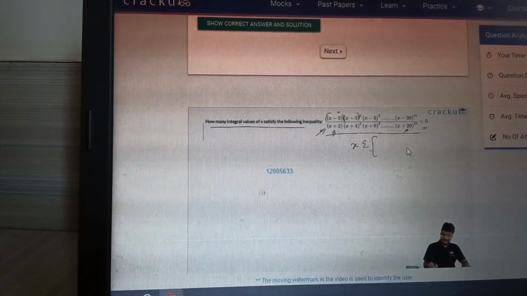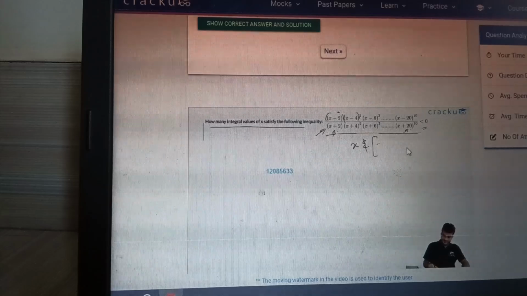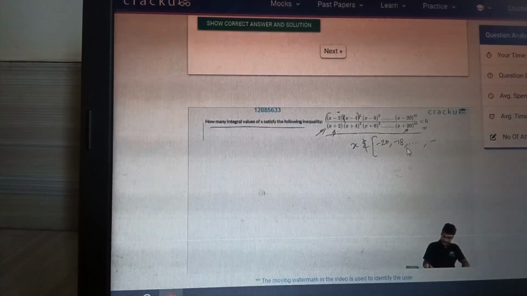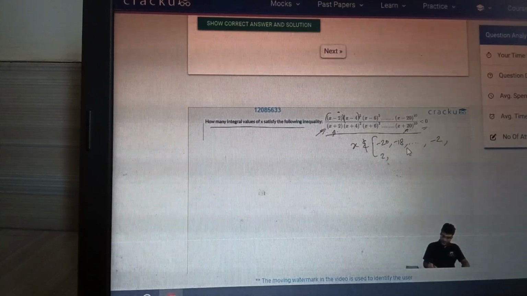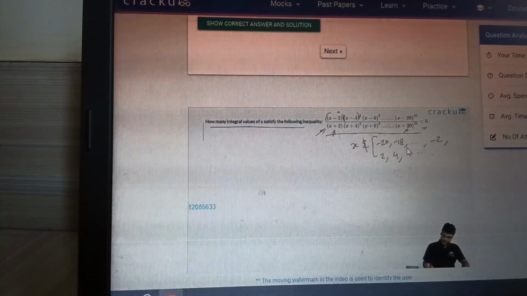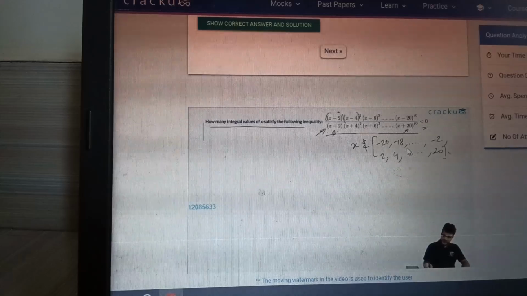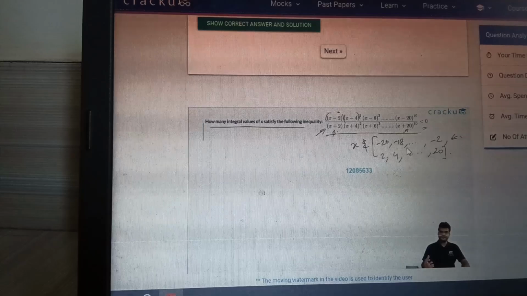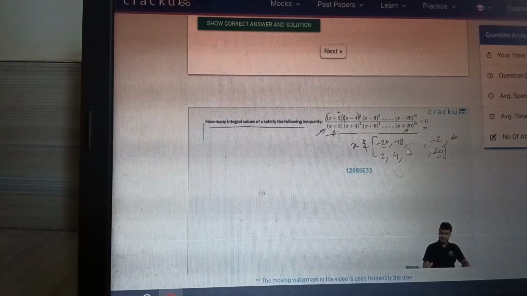So basically x should not equal minus 20, or minus 18, or so on, till minus 2, or 2, 4, and so on till 20. Notice that x can equal 0, but x cannot be any other even number between minus 20 and plus 20.